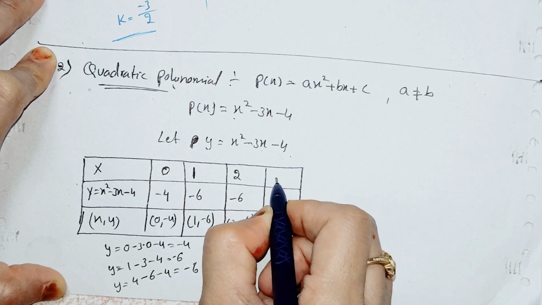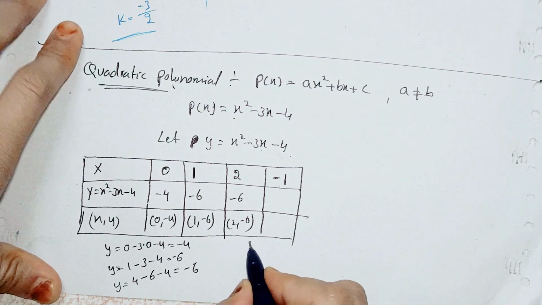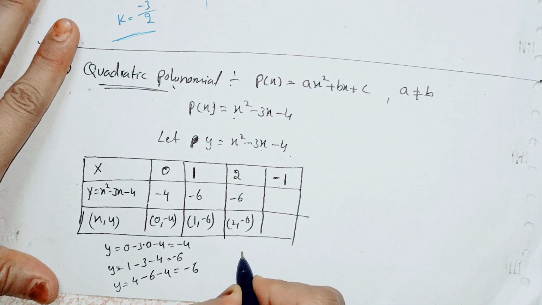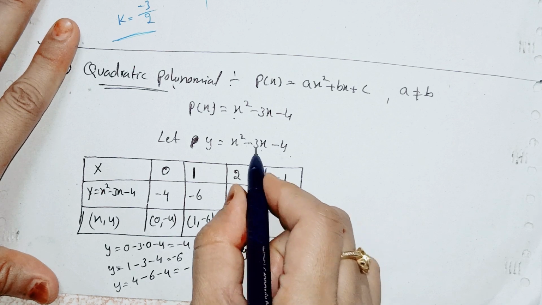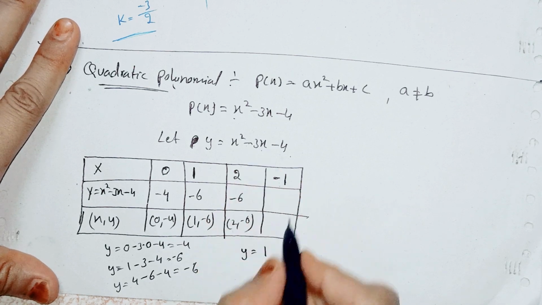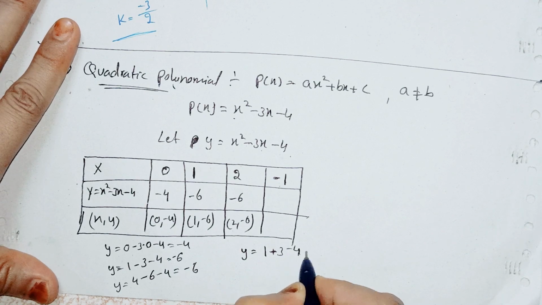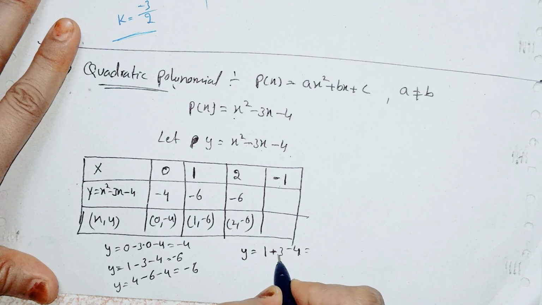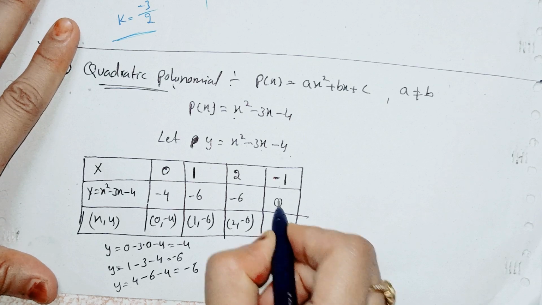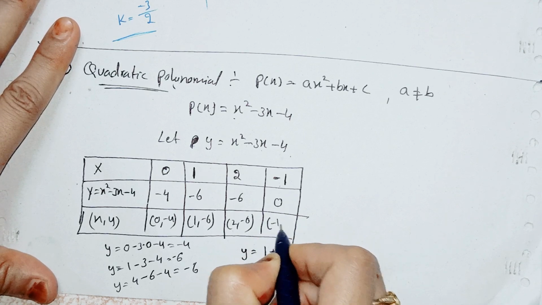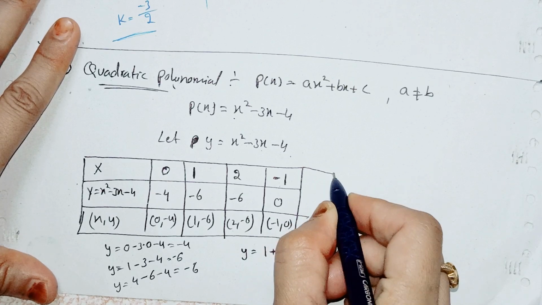Now I am taking minus 1 here. Therefore the y value will be minus 1 square means 1, minus of minus 3 into 1 means plus 3, then minus 4 is already there. So 1 plus 3 is 4, minus 4 is 0. If I take minus 1, I am getting 0. So the coordinates are minus 1 comma 0. Let's take another one also.